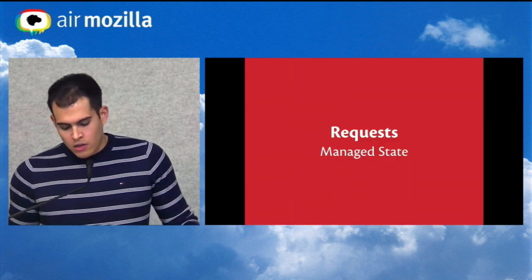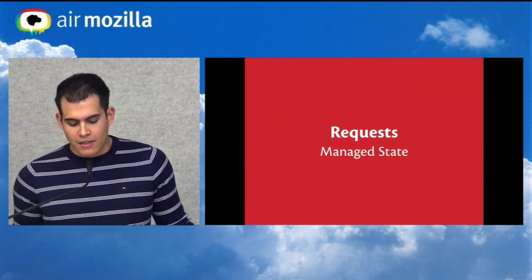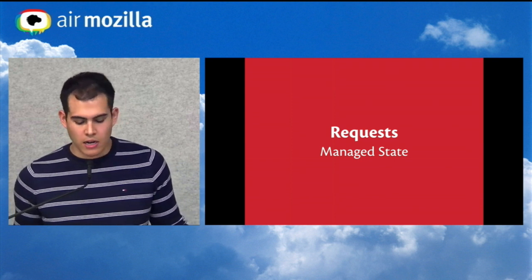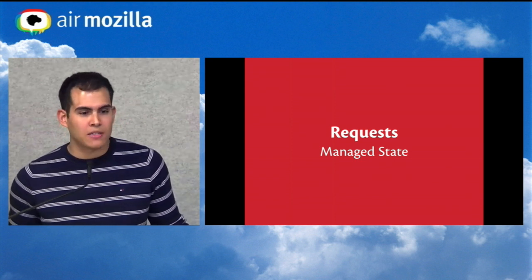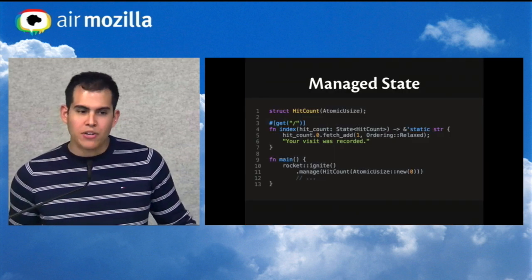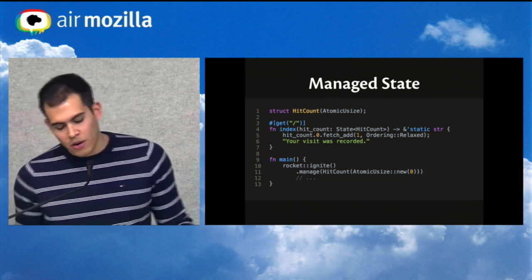Okay. So something that was added in version 0.2 that's made a lot of people's lives very happy is managed state. And this is really a use of request guards. So managed state is a request guard. One thing you might want to do is have a hit counter on your website. I don't know why you would, but maybe you'd want to do that.